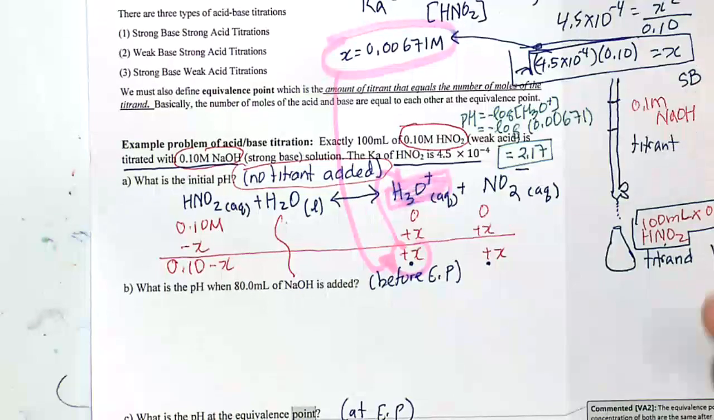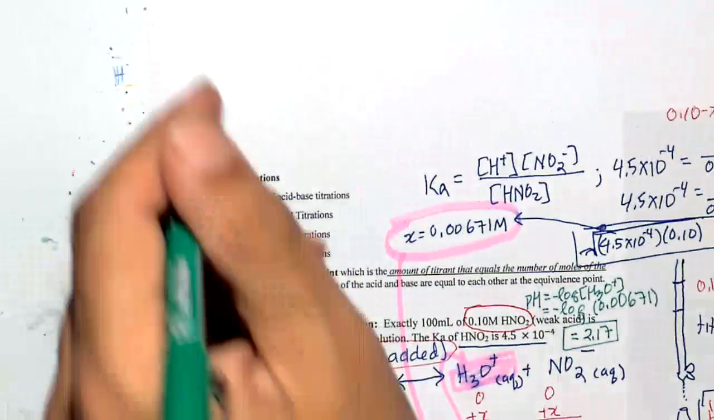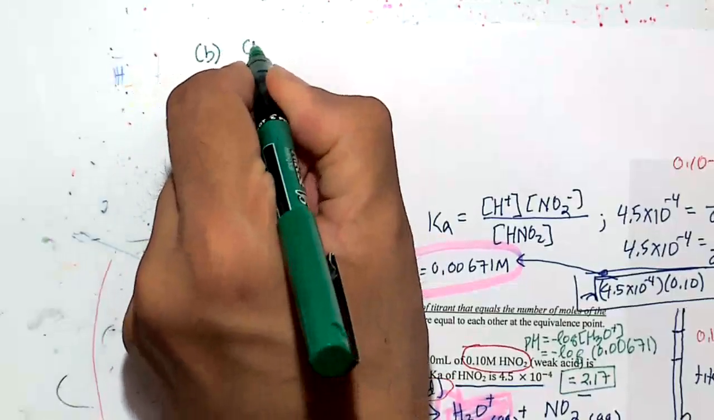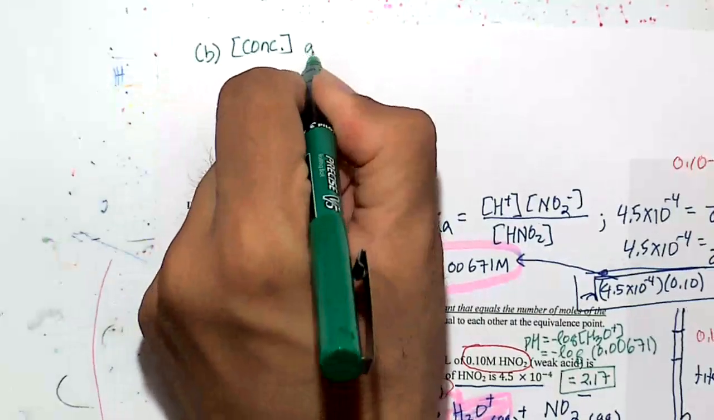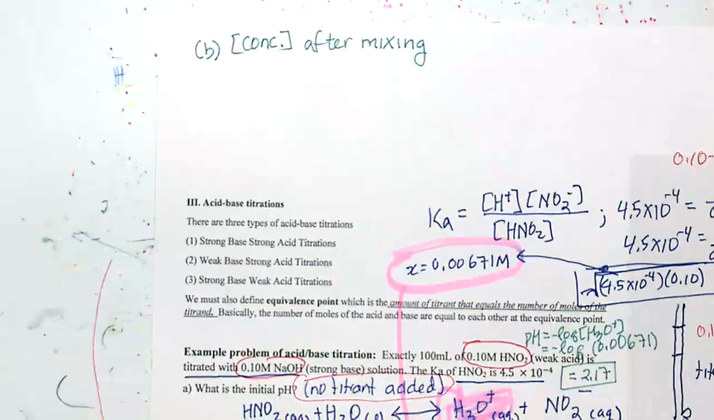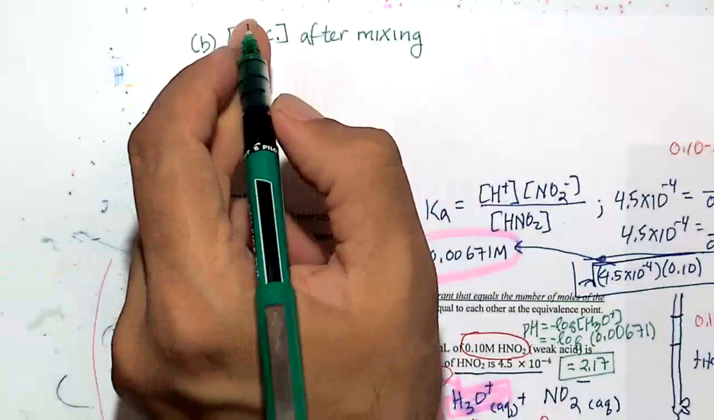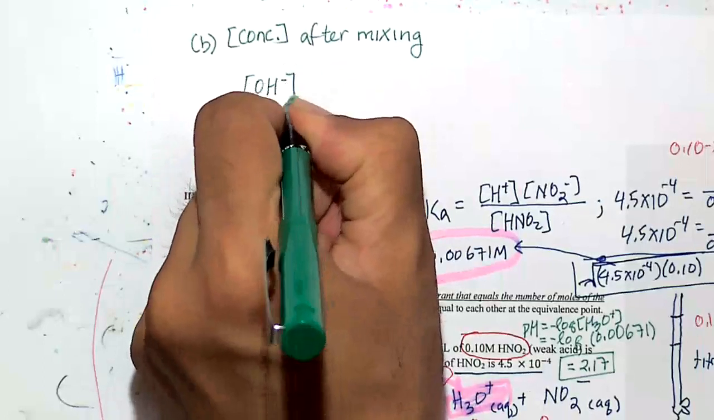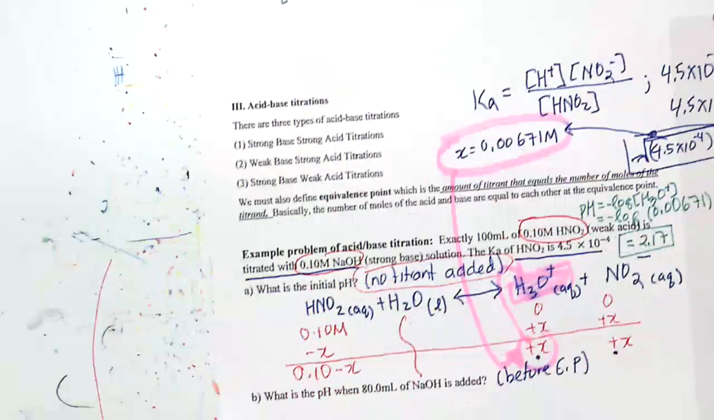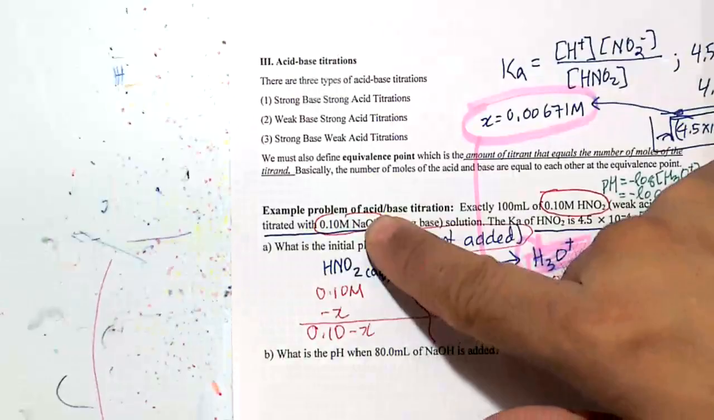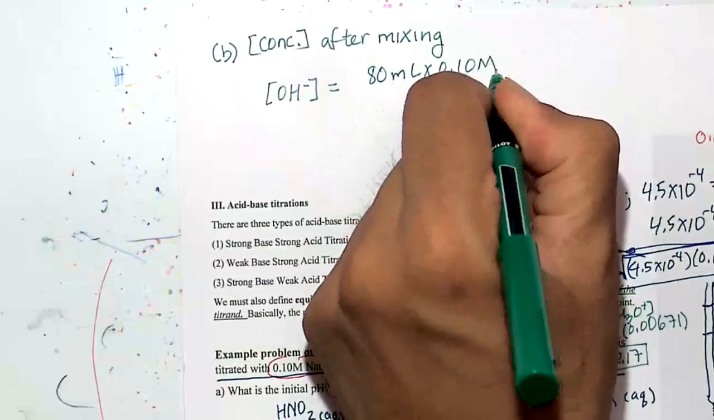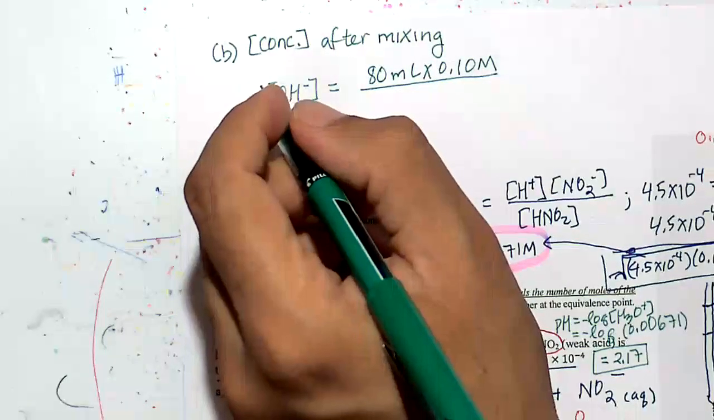So we add 80 mLs of NaOH to this. The first thing I want you to do is calculate the concentration after mixing. This is part B. So what is the concentration after mixing? We'll have the concentration of OH minus. Everyone just be with me for these few moments here. We have 80 milliliters of 0.1 molar NaOH, 80 milliliters times 0.1 molar NaOH. The sodium ion is spectator.